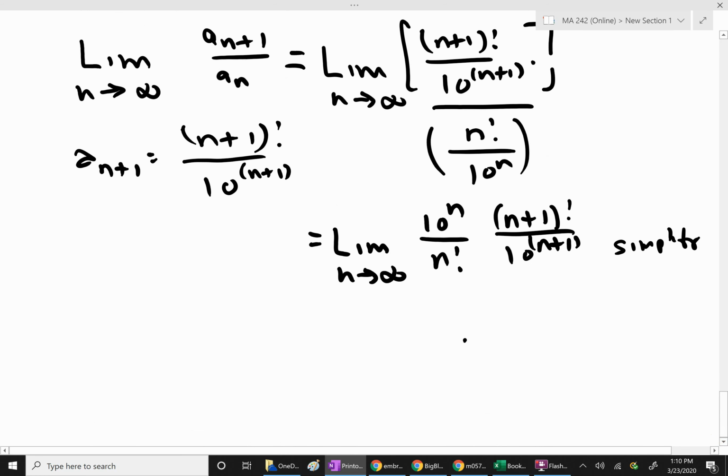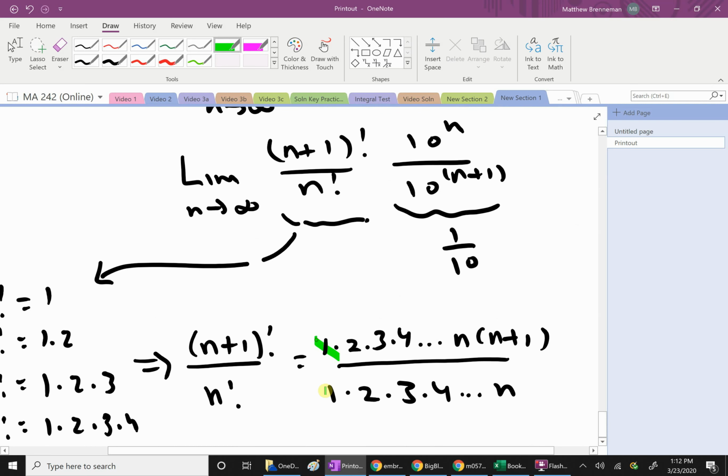What is n plus 1 factorial? Well, I'm multiplying all the numbers from 1 up to n plus 1. So this is 1 times 2 times 3 times 4 times dot dot dot times n plus 1. Notice what happens. Everything cancels, because they have the same factors, except for the n plus 1. So this is equal to n plus 1.